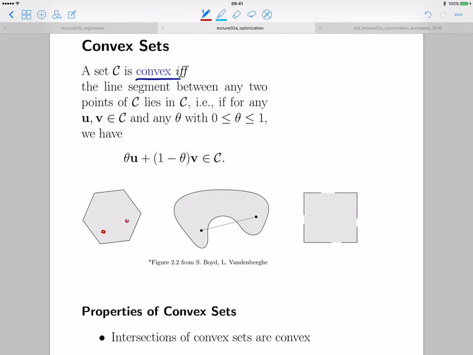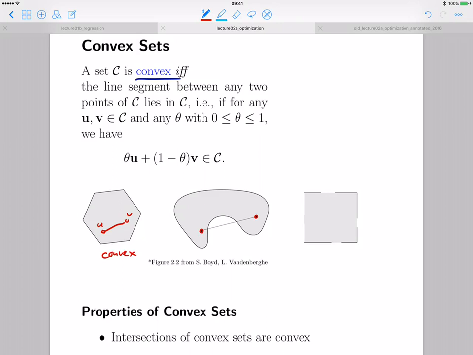Who would say that this is the case? Raise your hand. Yeah, that's a good ratio. Who would say it's a non-convex set? So who is unsure?